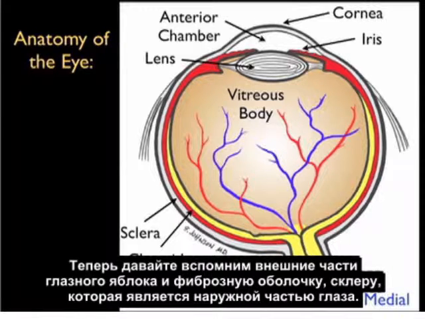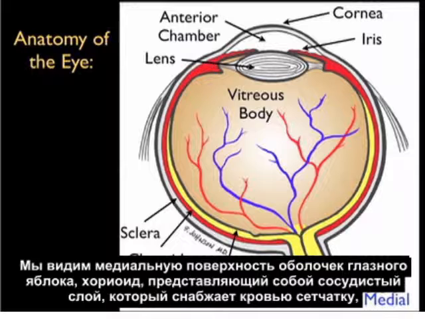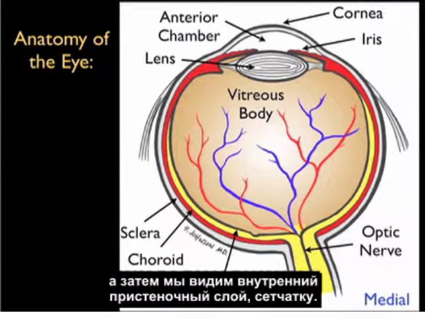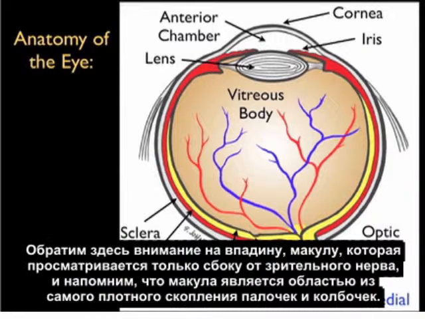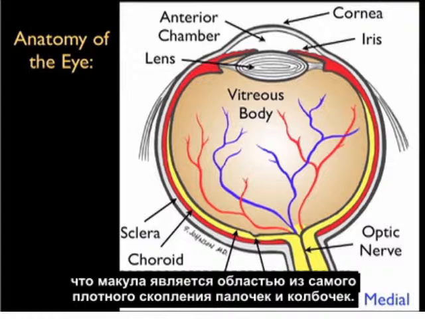Now let's recall the outer parts of the eyeball, and the fibrous coat, the sclera, is the outermost portion of the eye. We see the medial aspect of the coats of the eyeball, the choroid, which is the vascular layer which supplies the retina with blood, and then we see the inner neural layer, the retina. And we note that the optic nerve comes in posteriorly, another structure which can be seen on bedside ultrasound, to give rise to the retina. Now we note here the indentation, the macula, which is seen just lateral to the optic nerve. And we recall that the macula is the area of the densest composition of rods and cones.